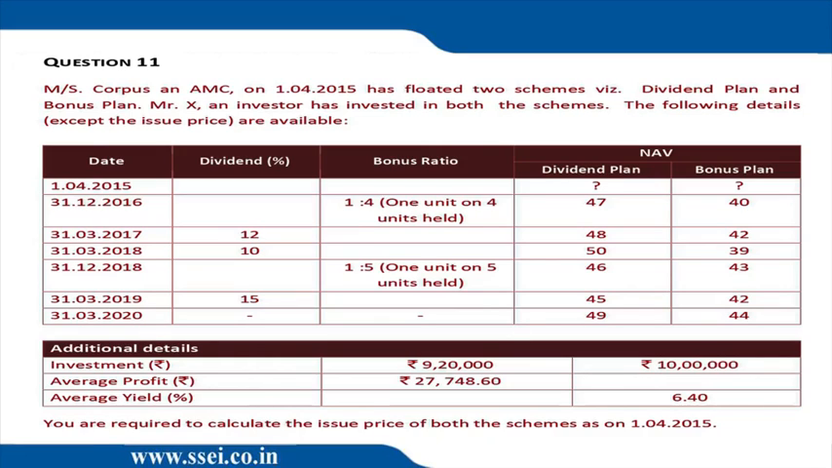Similarly, 1:4 bonus. So 25,000 into 4 by 5, that's 20,000 units. So initial 20,000 units, 10 lakh by 20,000. This is coming to 50. Okay, 50. So 50 was the NAV. So the answer for the dividend reinvestment plan is 46 and that for bonus plan is 50.